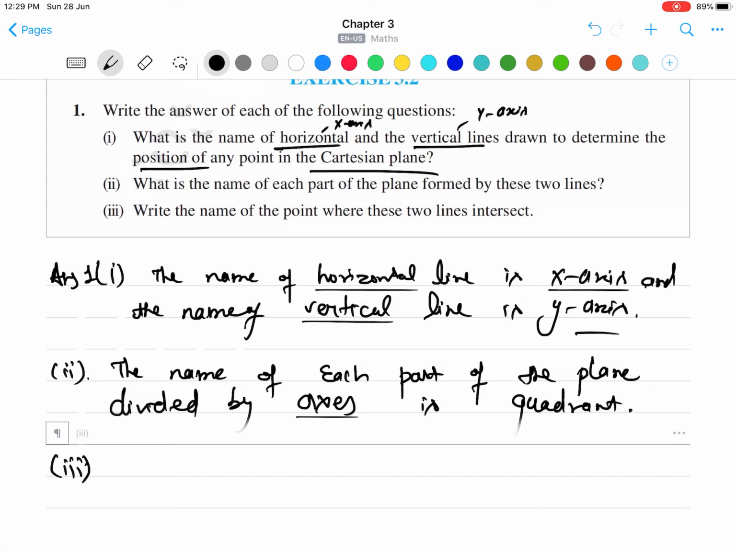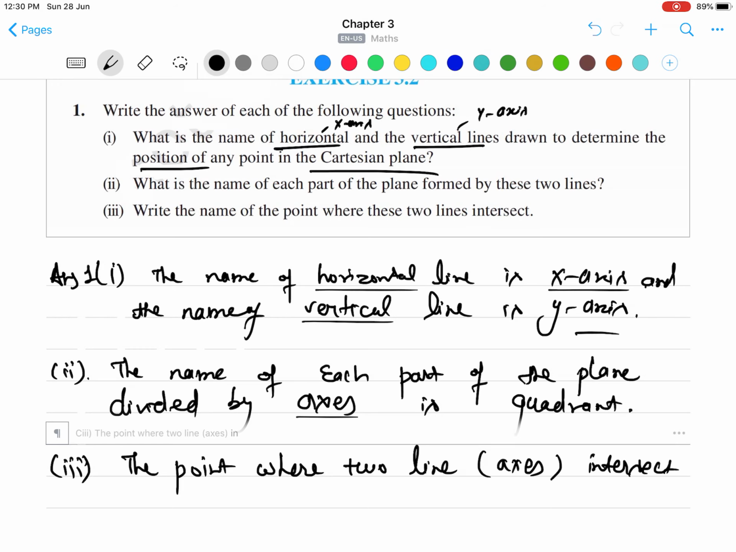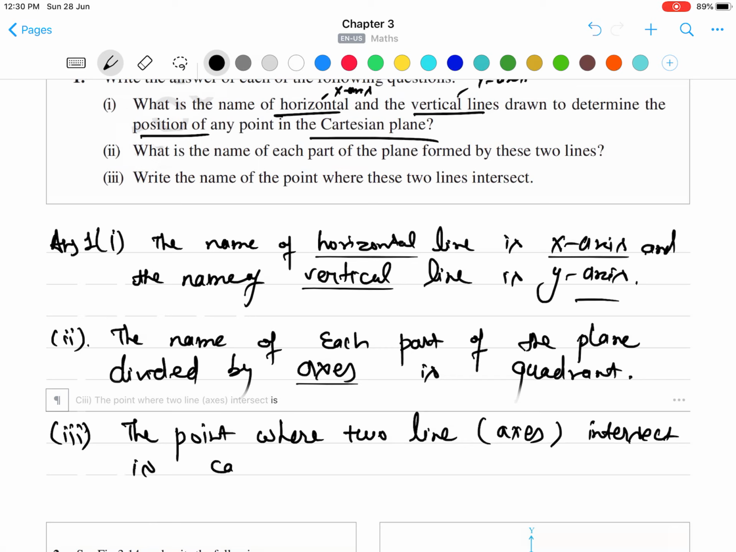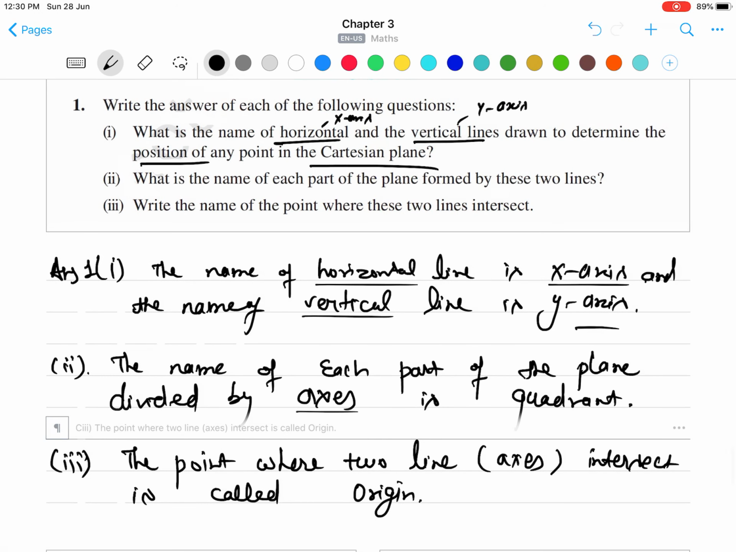So write the point where the two lines, or you can say axes, intersect is called the origin. Okay, so these are the answers for question number 1. First one is the name of the horizontal and the vertical line. The horizontal line is called x-axis and the vertical line is called y-axis. Second one was what is the name of each part formed in the plane.